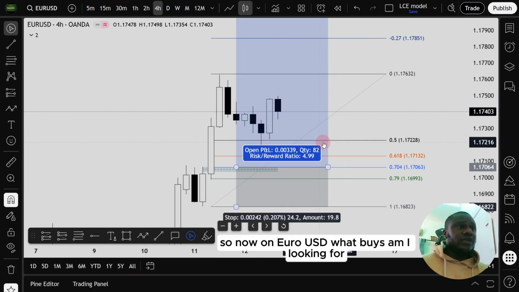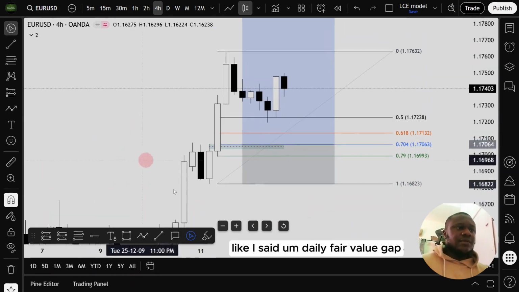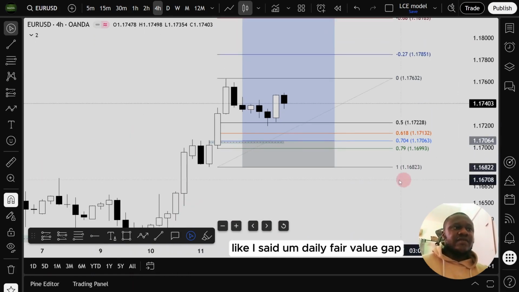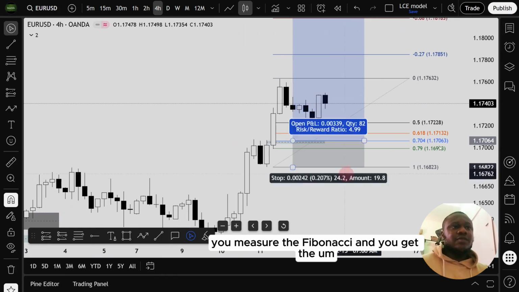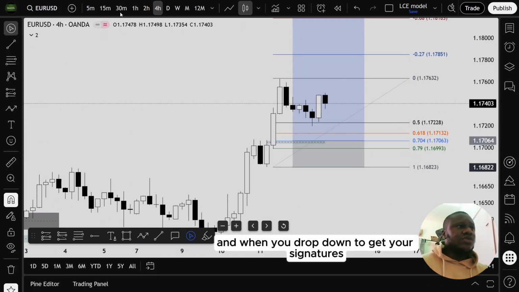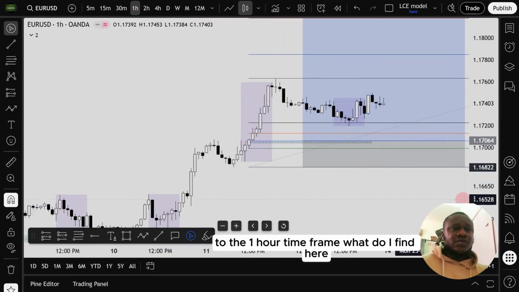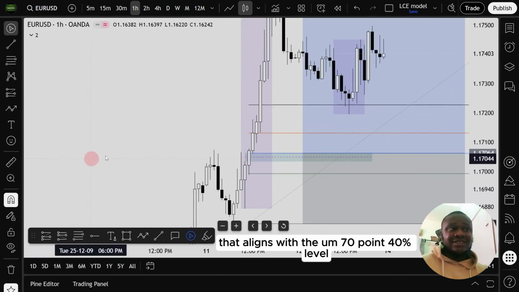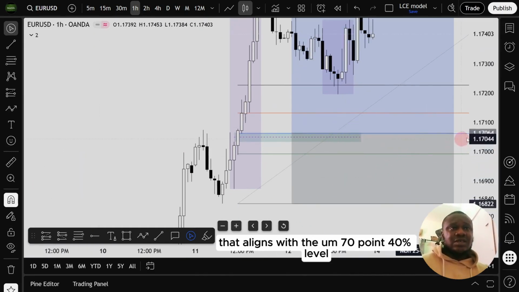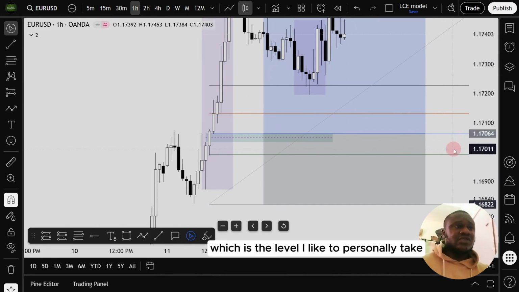So now, on EURUSD, what buys am I looking for, and what is the idea that guides this entry? Like I said, daily fair value gap. You measure the Fibonacci, and you get the 61.8 sensitive levels. And when you drop down to get your signatures to the 1 hour time frame, what do I find here that aligns with the 70.40% level, which is the level I like to personally take?